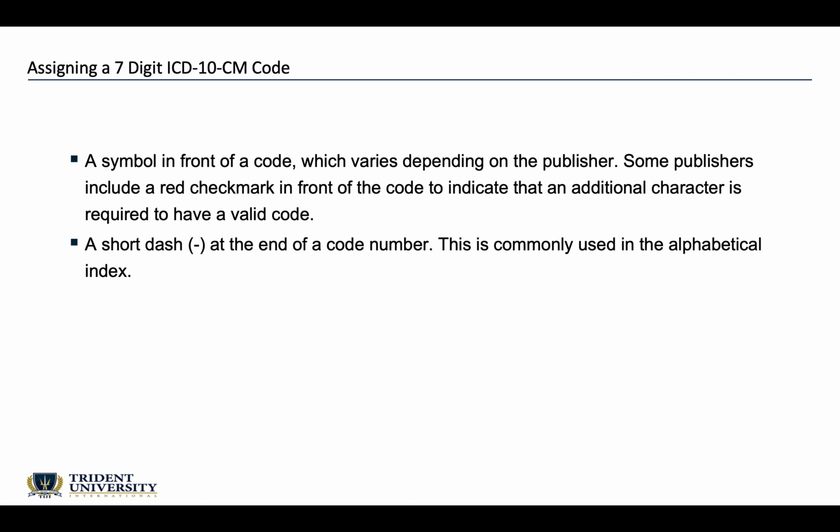And finally, assigning a 7-digit code. Remember, we could have 7 characters with a period after the third character. And remember, we talked about the character 7 being an extension. How do we know that an extension code is needed? There's a symbol in front of the code in the tabular list. Some publishers use a red check mark in front of the code. The other ones use a short dash. Okay, so what if you don't have character 4, 5, or 6, but you need a character 7? Whatever characters you don't have, you put a placeholder X in there.